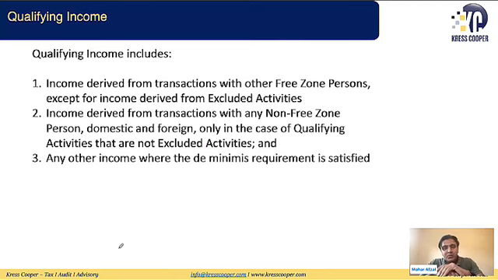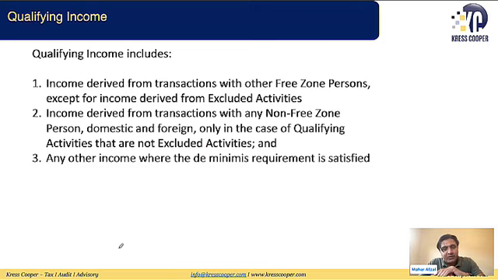So whatever we have discussed till now, we'll now discuss the qualifying free zone person. What are the conditions for the qualifying free zone person? Natural person taxability we have discussed, then we discussed if the natural person has less than 1 million, 1 to 3 million, and more than 3 million. Now the qualifying free zone person.